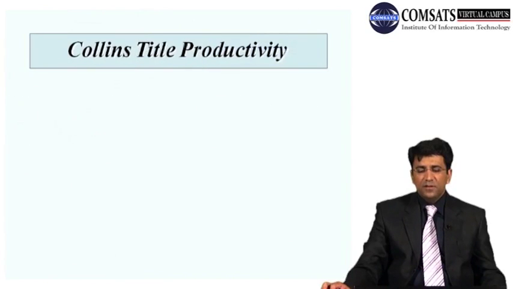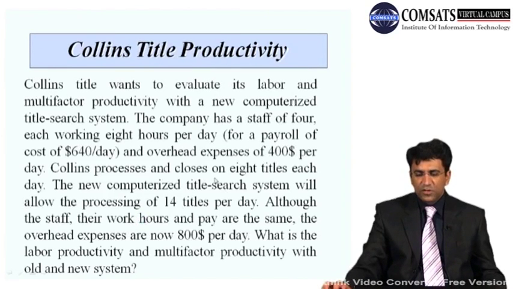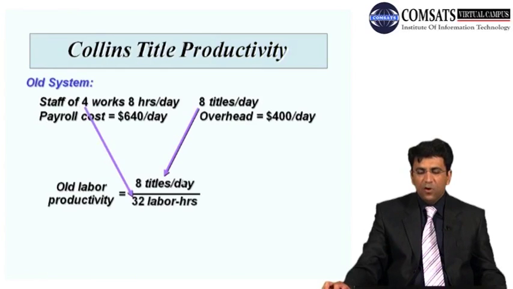So in this particular example, students, suppose we are interested in the labor productivity. When we talk about labor productivity, it means labor will be taken as the only factor of input. That is the single factor productivity model. In this case, we will take only labor hours as the input. So you can see with the old system, what was the output? As I told you, with the old system, he was able to produce 8 titles. So this 8 is your output.